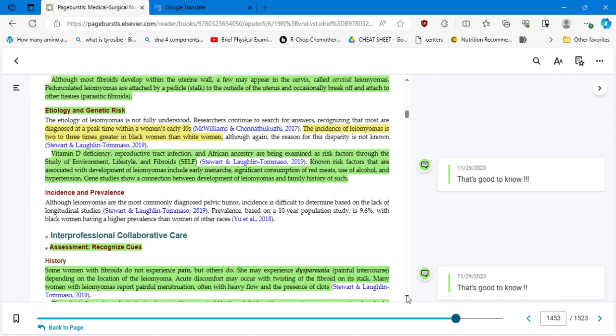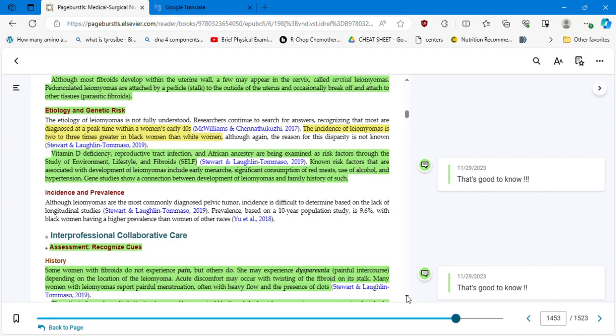Etiology and genetic risk. These fibroids are diagnosed at a peak time within a woman's early 40s. The incidence of leiomyomas is 2 to 3 times greater in Black women than white women. Vitamin D deficiency, reproductive tract infections, and African ancestry are being examined as risk factors through the study of environment, lifestyle, and fibroids.